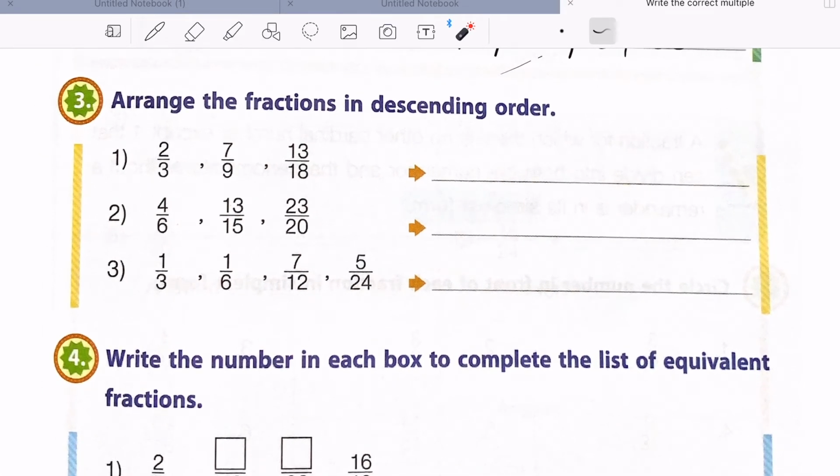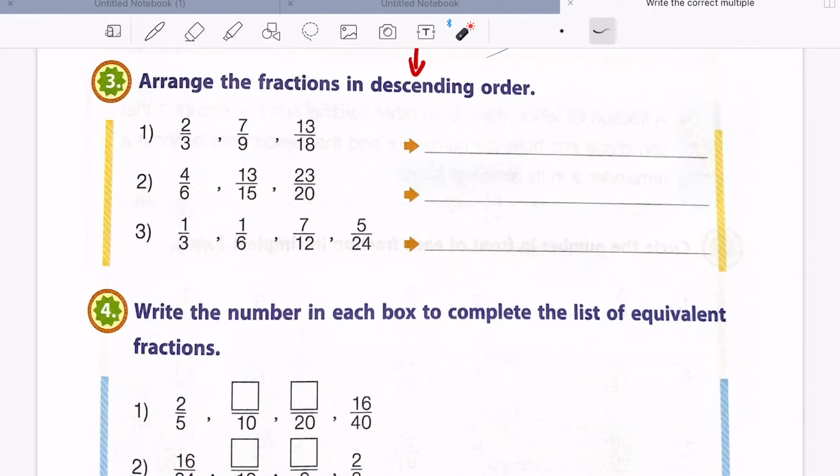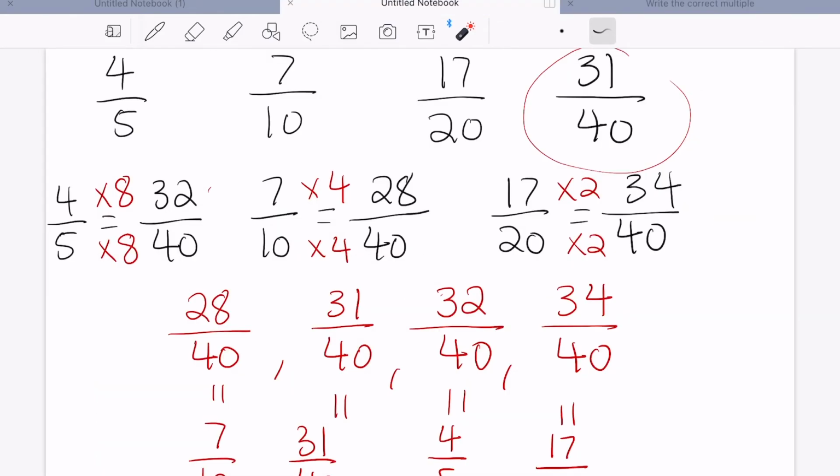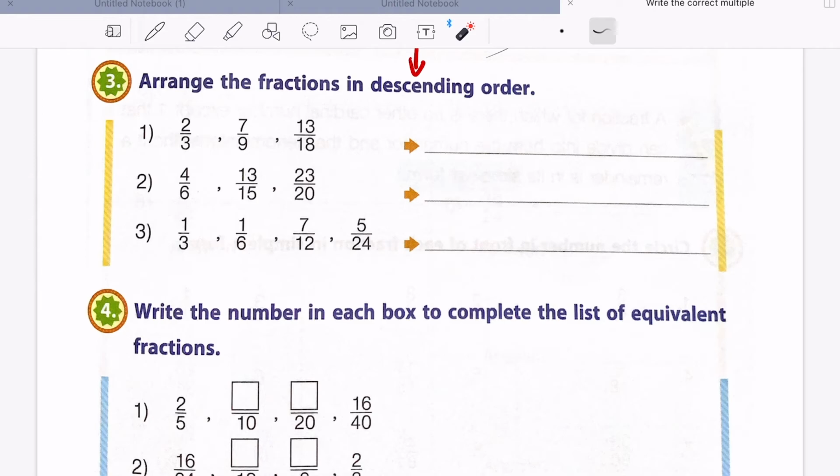All right. So let's take a look at number 3. Arrange the fractions in descending order. Descending means going down, right? So let's take a look at number 1. Arrange the fractions in descending order. We have 2/3, 7/9, and 13/18. This time we're going down, right? Biggest to smallest. So let's start a page again. Let's write down 2/3, 7/9, and 13/18.